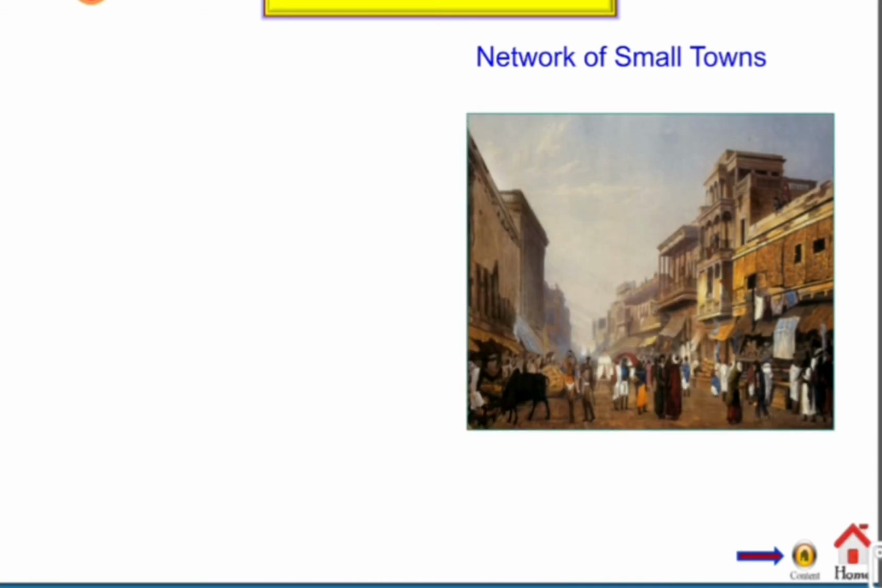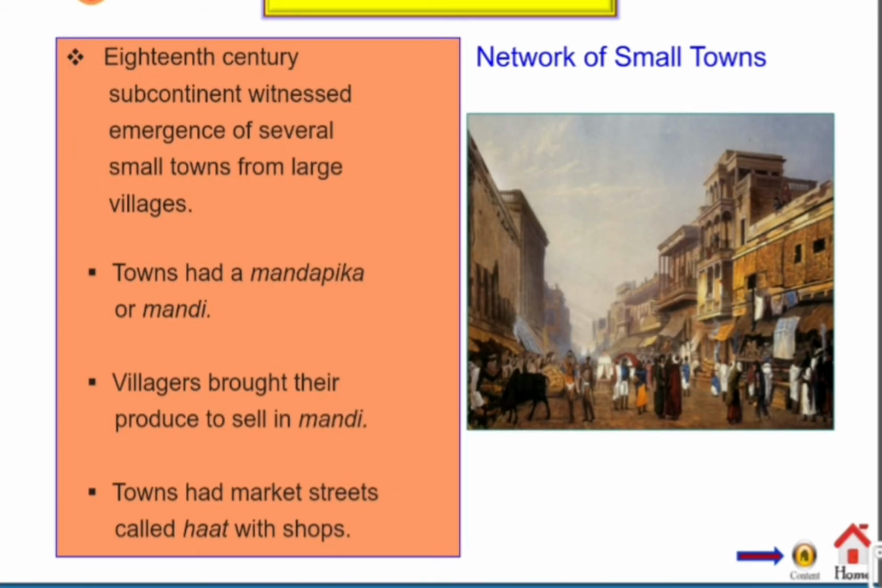Trade and towns. Network of small towns. The 18th century subcontinent witnessed the emergence of several small towns from large villages. The towns had a mandapika or mandi. Villages brought their produce to sell in the mandi. Towns had market streets called haat with shops.